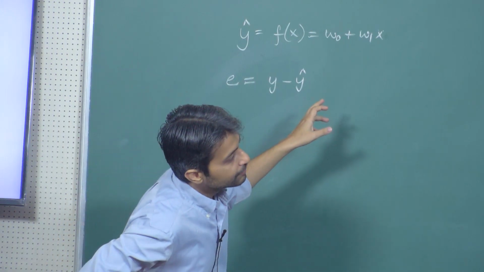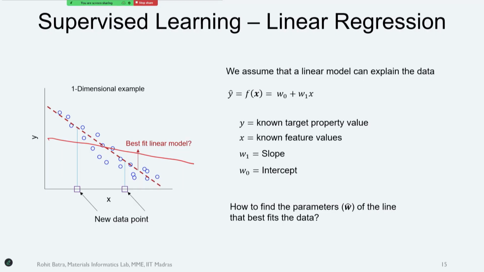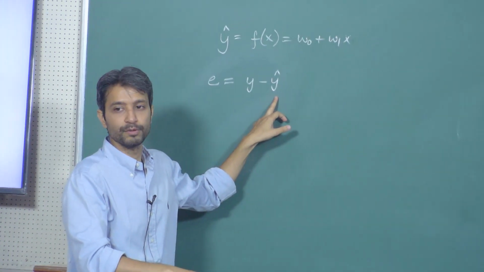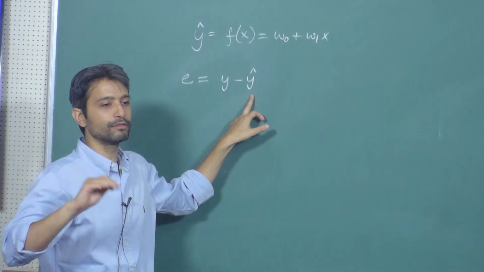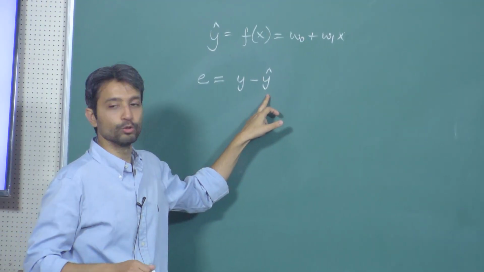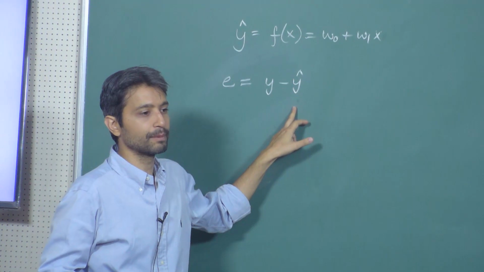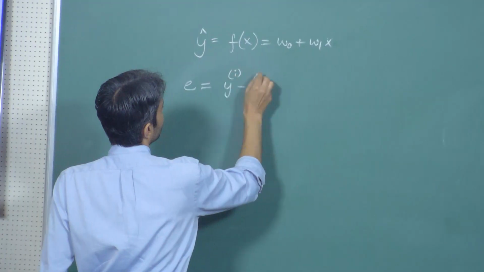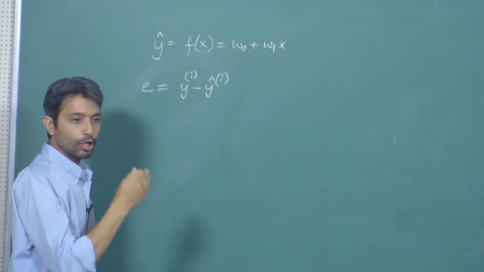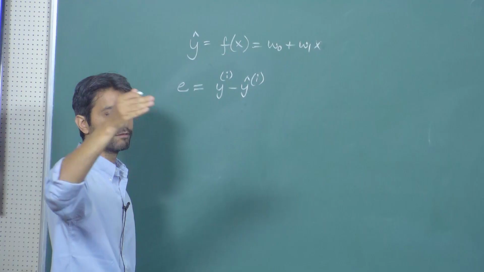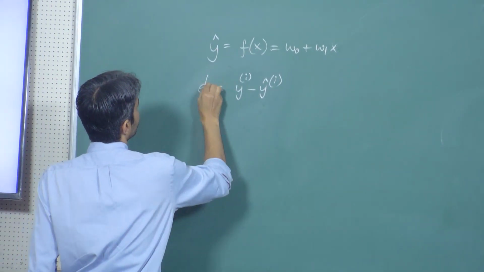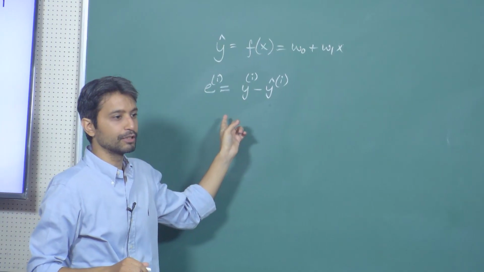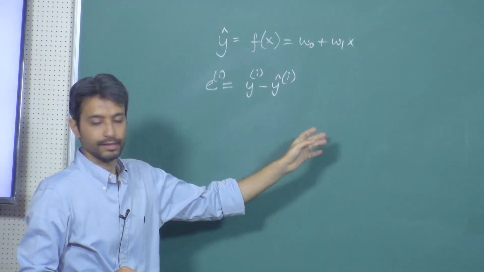For all my blue points, I know my Y cap is the prediction. For any given value of W0, W1, I know my Y cap, and Y minus Y cap will be the error. But I need to do it for all i's. The i's are going over different blue points. So my error for a particular data point, for a particular blue point, will be given by this.